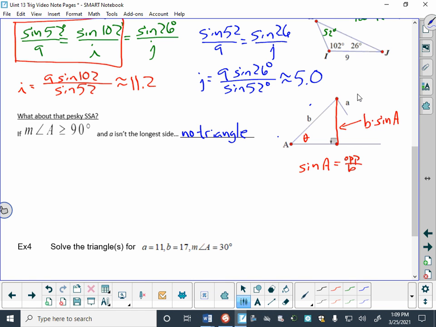Okay. The rest of this, our A has to be at least as long as B sine A. So if A is not as long as B sine A, then it's not going to reach all the way down here and make a triangle. So if A is smaller than B times the sine of angle A, then we have no triangle.